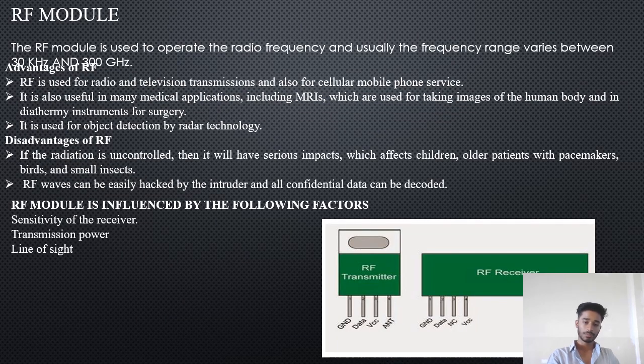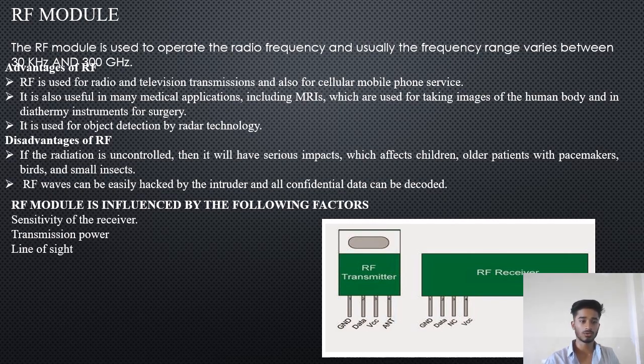Let me brief you about the RF module. The RF module is used to operate on radio frequency, and usually the frequency range varies between 30 kilohertz and 300 gigahertz. Advantages of RF: RF is used for radio and television transmissions and also for cellular mobile phone service. It is also useful in many medical applications, including MRIs, which are used for taking images of the human body, and diathermy instruments for surgery. It is used for object detection by radar technology.